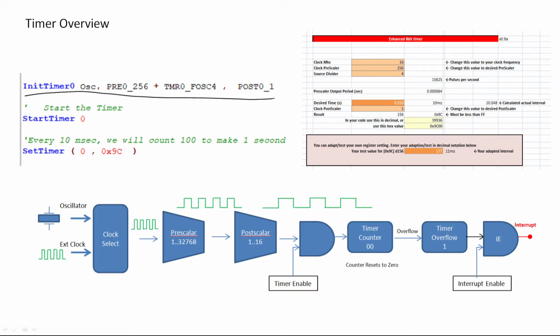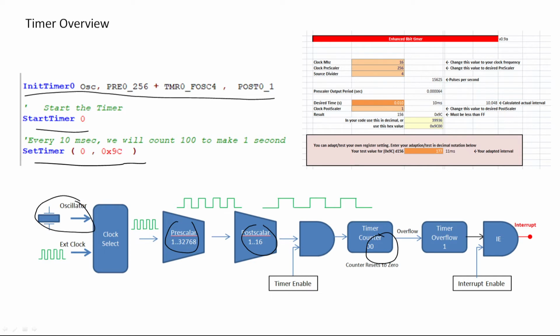I need to start the timer, and then I give it a set timer value. And this time I'm going to give it 9C. It's a value I'll show you how to calculate in a moment. But essentially, that will set up the prescaler. It will set up the postscaler. It will enable us to set the counter, and I've selected my oscillator source.